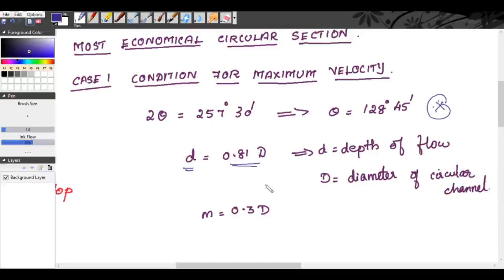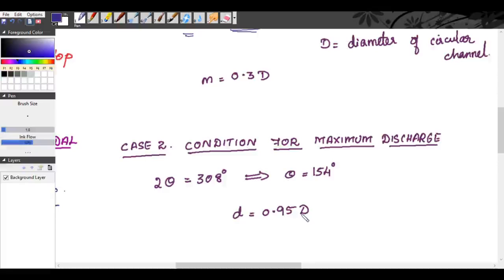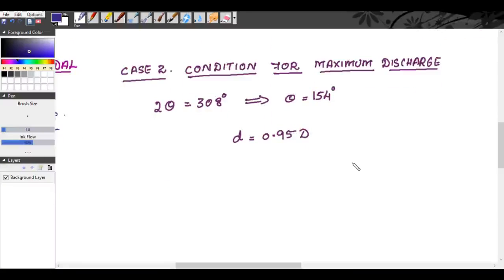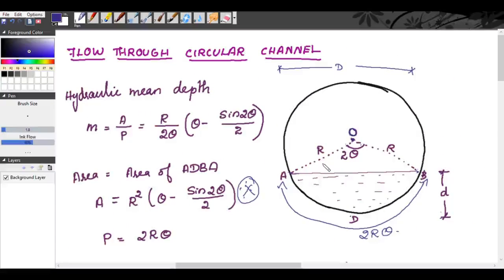Now, case 2 is the condition for maximum discharge. 2 theta is equal to 308 degree. Therefore, theta should be equal to 154 degree. And the depth of flow should be equal to 0.95 times the diameter of the channel. So, these are the conditions for the maximum discharge. So, for your problems, if you are asked to find the maximum discharge, maximum velocity, economical sections, then you have to use the conditions which you have studied for the economical sections.